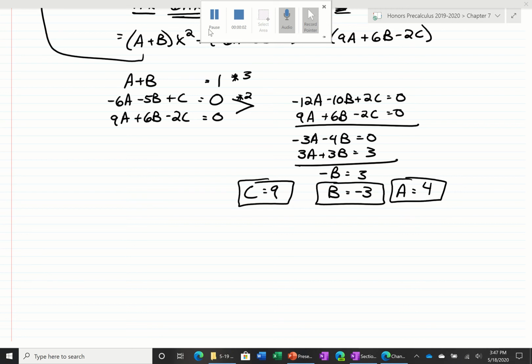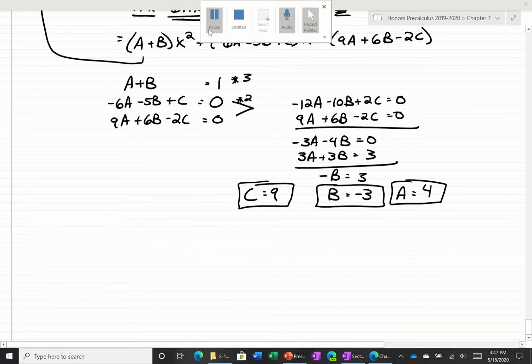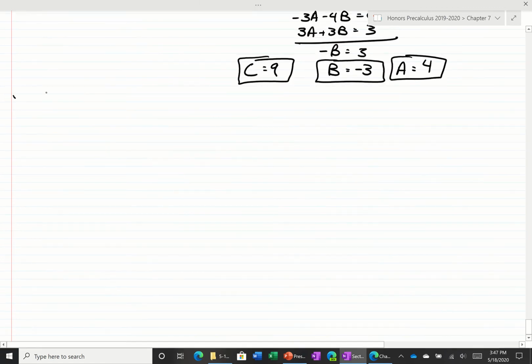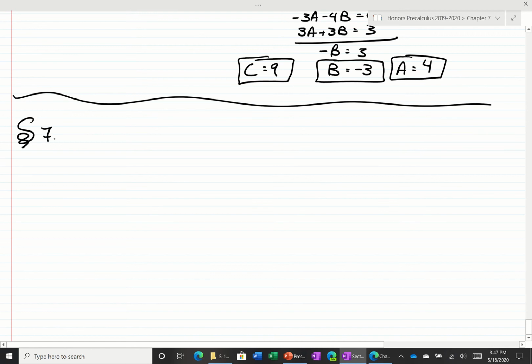All right, so today we'll finish our conversation on partial fraction decomposition. So this is section 7.3, and we'll be finishing partial fraction decomposition.